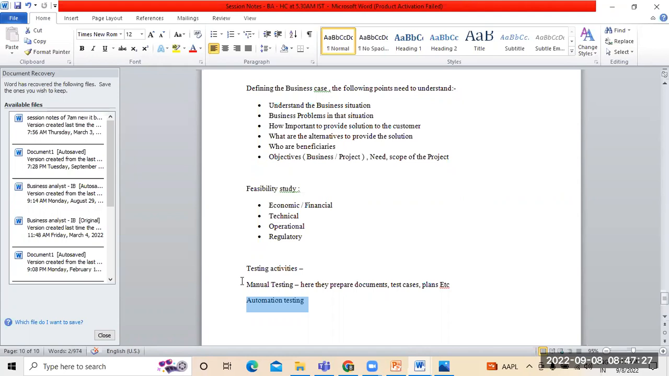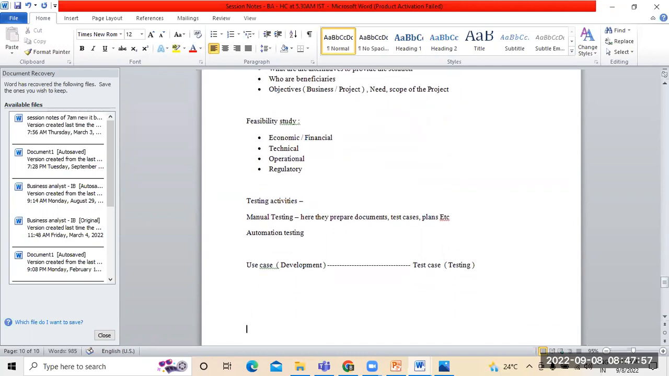There is always a connection that is essentially required between use case and test case. Use case is from the development perspective, whereas test case is from the testing perspective. Use case is a user and development perspective. Test case is a testing perspective. This is what we call forward, and this is what we call backward.